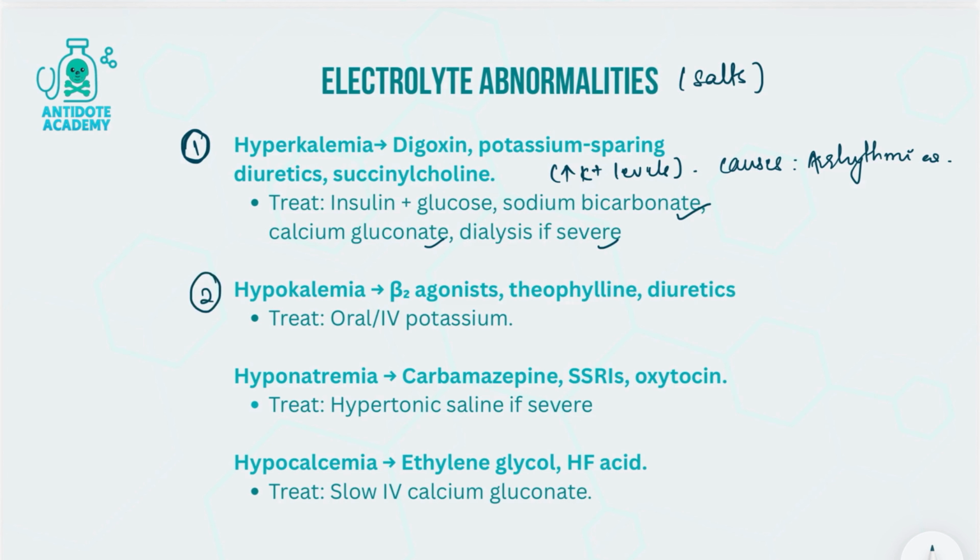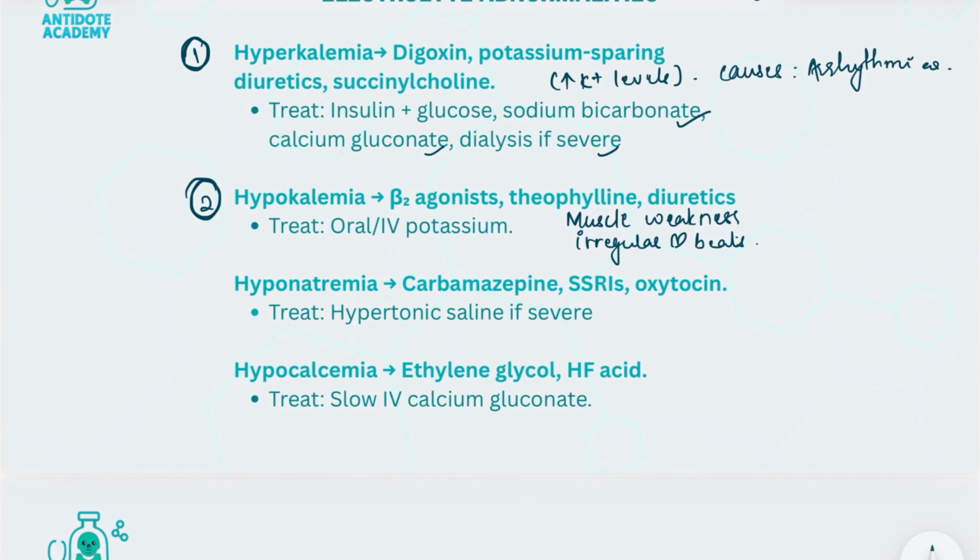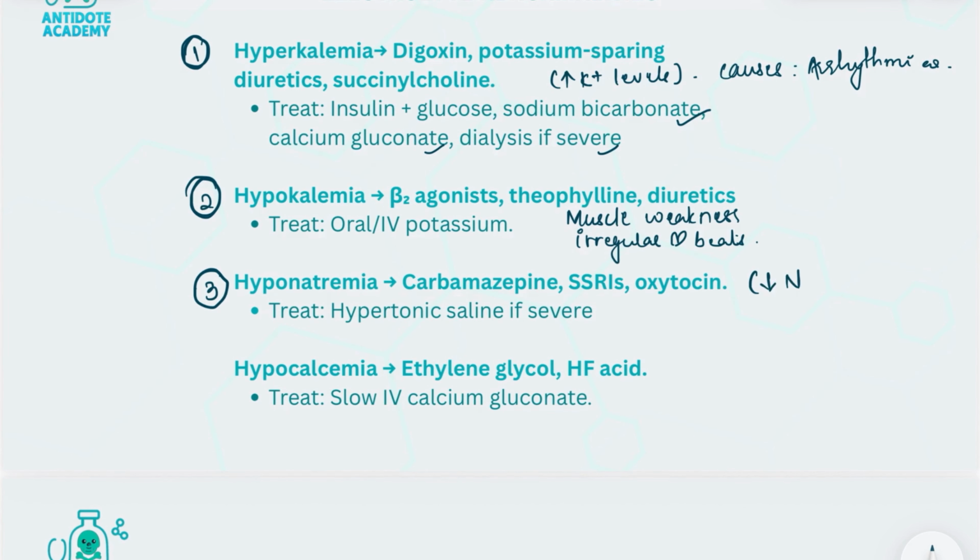Next scenario is hypokalemia, and that is low potassium level. It is caused due to beta 2 agonists, theophylline or diuretics. Why is it dangerous? Because it causes muscle weakness and irregular heartbeat. The treatment is we have to give a potassium supplement, oral or IV, depending on the severity of the case.